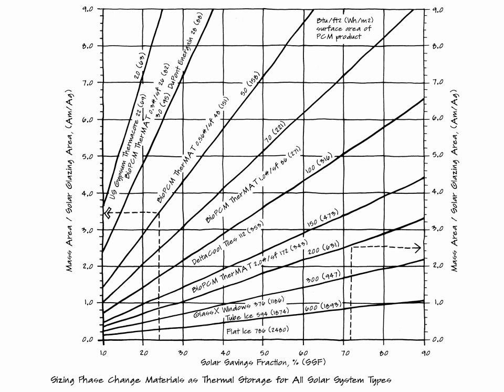So same way, start with solar savings fraction at the bottom. If you see the example of 72% solar savings fraction over on the right, come up to a material such as a bio-PCM thermat material, right? That comes in various thicknesses. If let's say you had one that gave you a performance of 200 BTUs per square foot, go over to the right, and that's about 2.5 in terms of mass area to solar glazing area.